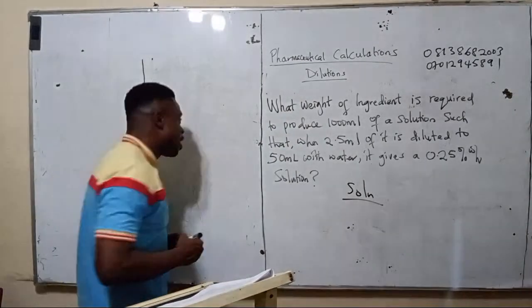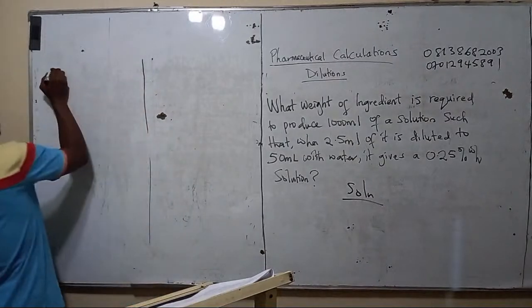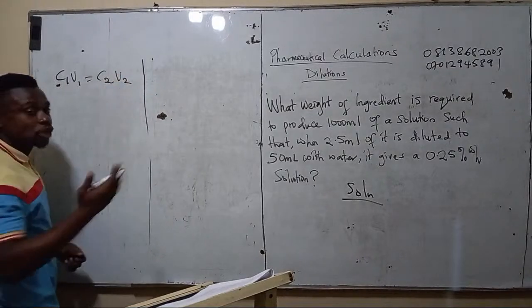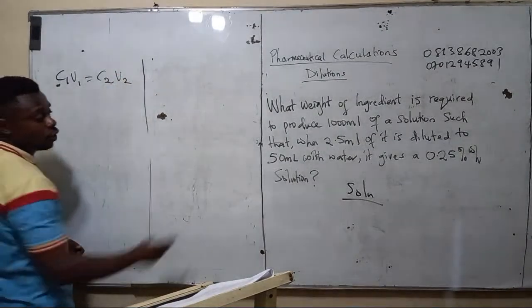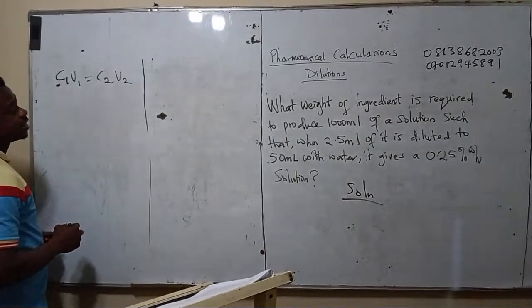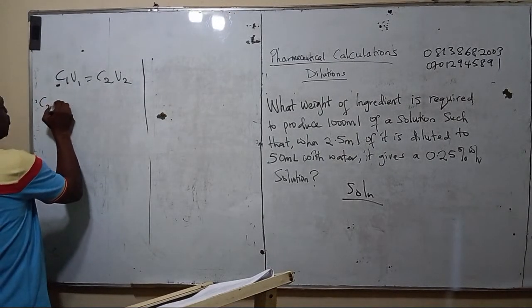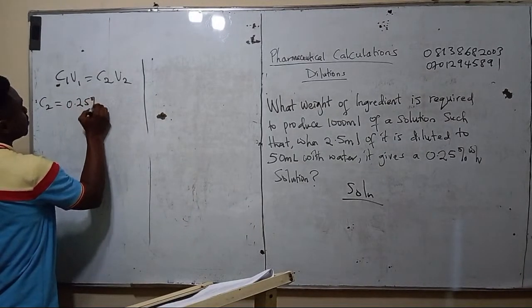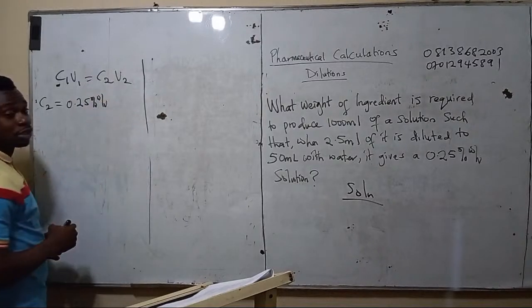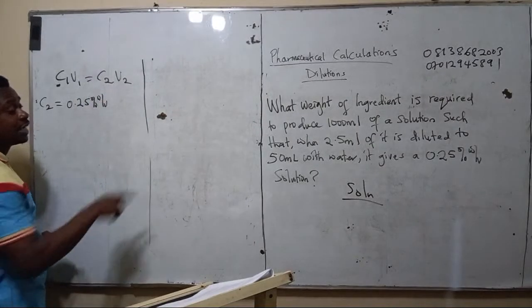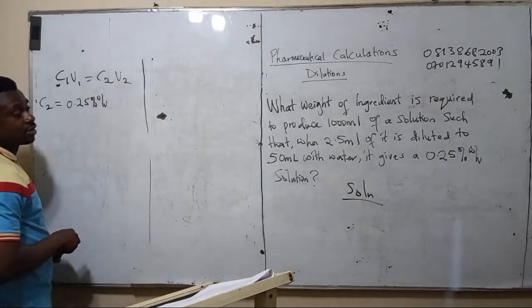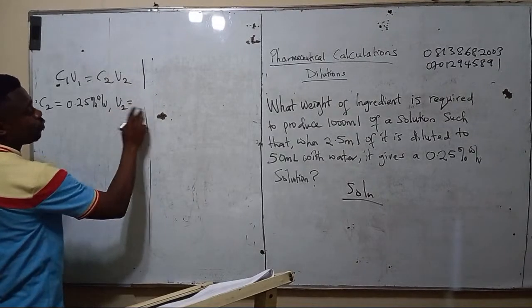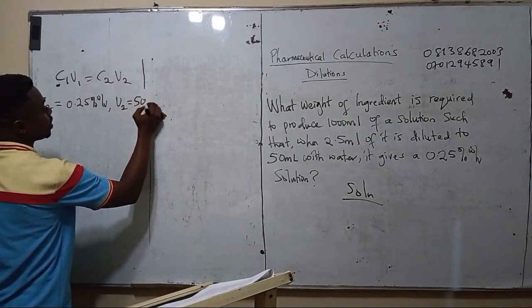Now, remember our dilution formula, that C1 V1 is equal to C2 V2. So solving from the end to the beginning, we have our C2 to be, from this question, 0.25%, because that is the new concentration that was formed when this was diluted. Now, V2 is the volume of what was produced, which is 50 ml.